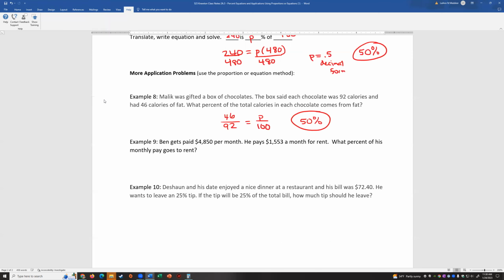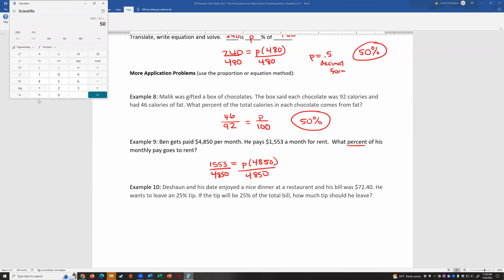Okay. Ben gets paid $4,850 per month. He pays $1,553 a month for rent. What percent of his monthly pay goes to rent? So if I use the equation method here, 1,553 is what percent of 4,850? This time, I'm not timesing by 100 anywhere when I use the percent equation.